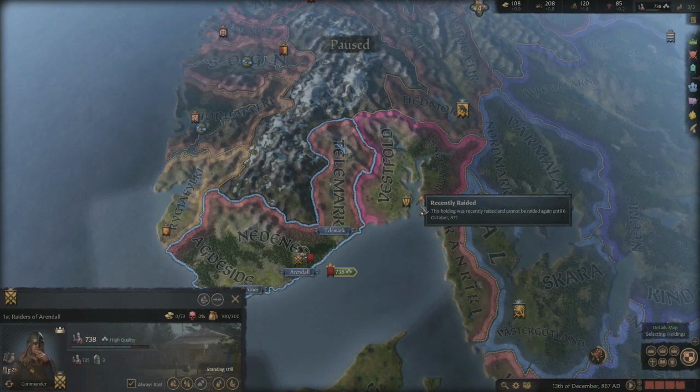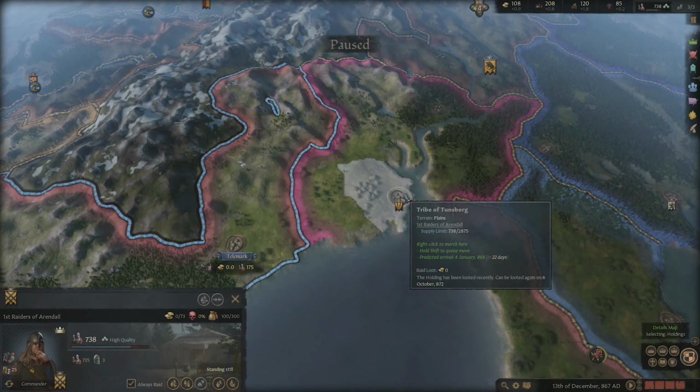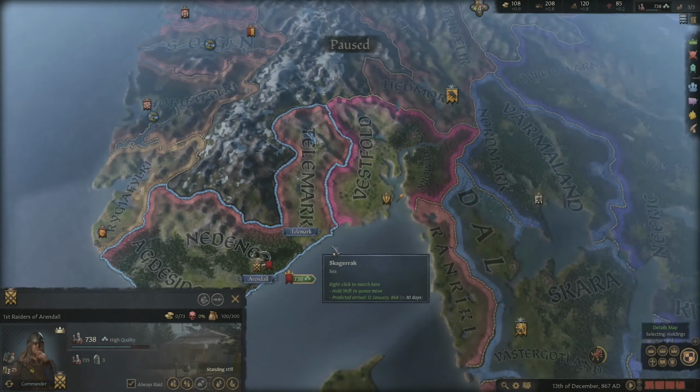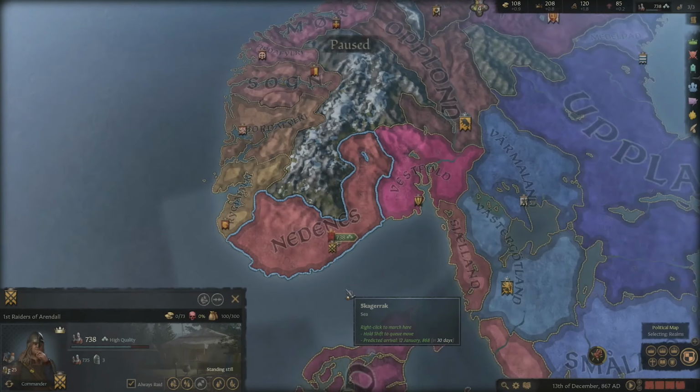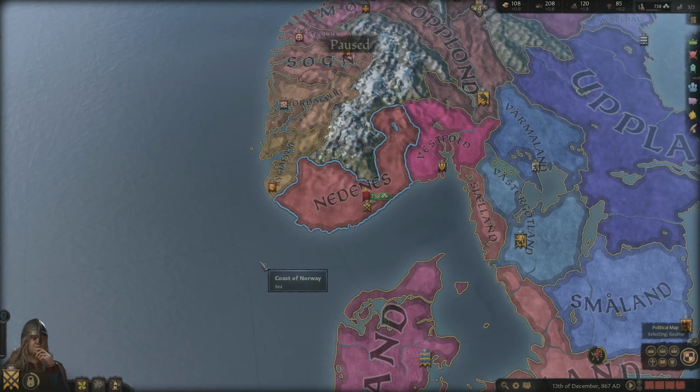That means that it was recently raided and cannot be raided again for another, wow, 5 years? Oh, that's crazy. I did not think it was that long. That is terrible. That means we're not going to be able to do very much raiding. Now, the more wealth in an area, the more value you will get out of raiding.